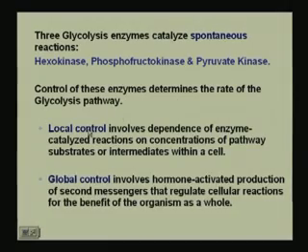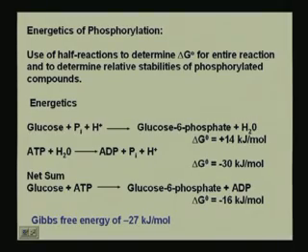So, there are two types of control. We have local control and global control. Local control means that it involves the dependence of the enzyme catalyzed reactions on concentrations of the pathway substrates or intermediates within a cell. So, what is this local control? This is exactly what I was speaking about in the last slide, where we have the delta G values associated with the amount of product and reactant that you have. So, if my product concentration gets too high, what is going to happen? My reaction will be non-spontaneous. That is where you would have local control.